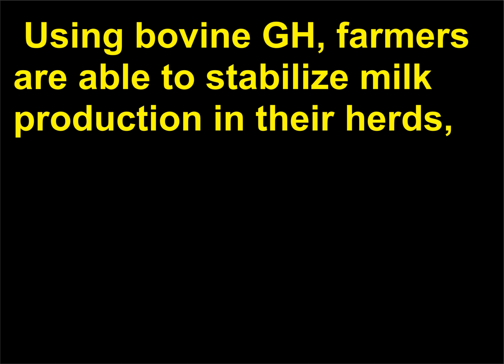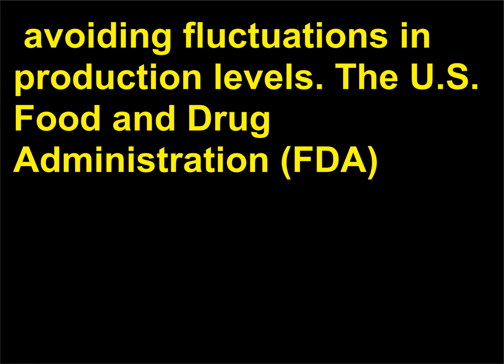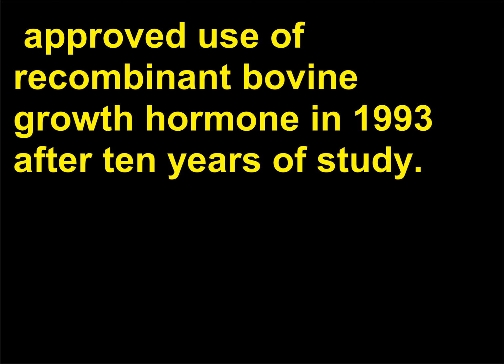Using bovine GH, farmers are able to stabilize milk production in their herds, avoiding fluctuations in production levels. The U.S. Food and Drug Administration, FDA, approved use of recombinant bovine growth hormone in 1993 after 10 years of study.